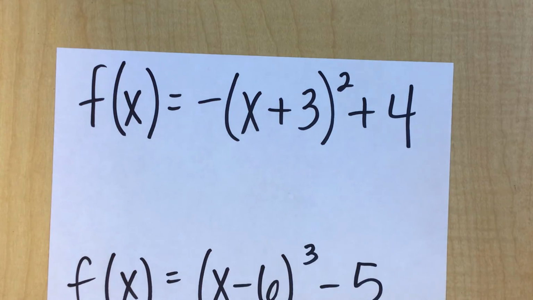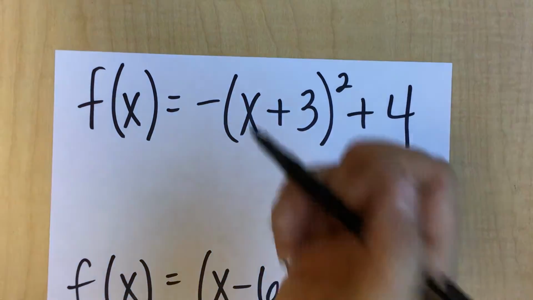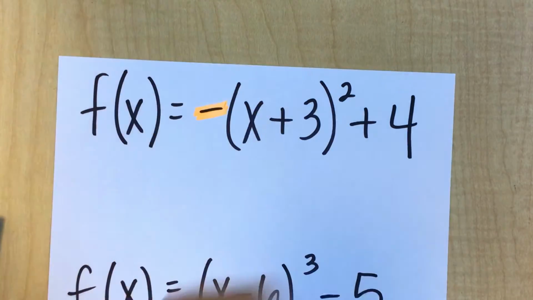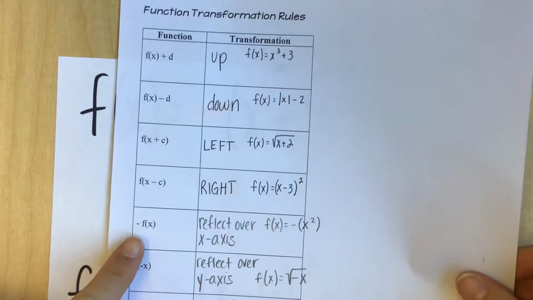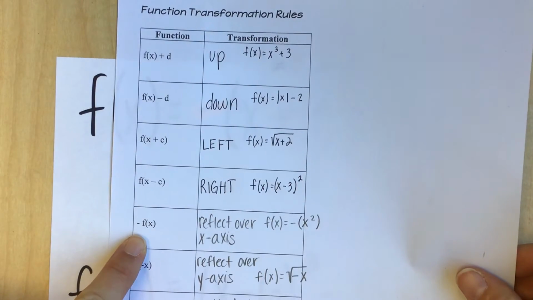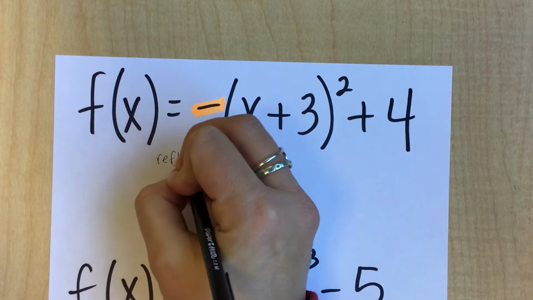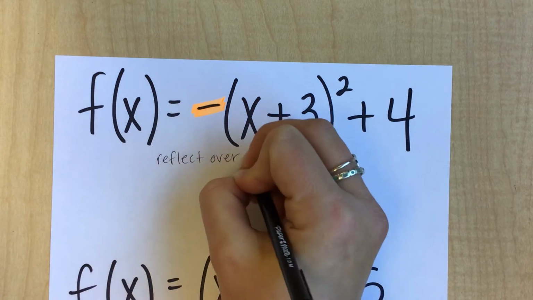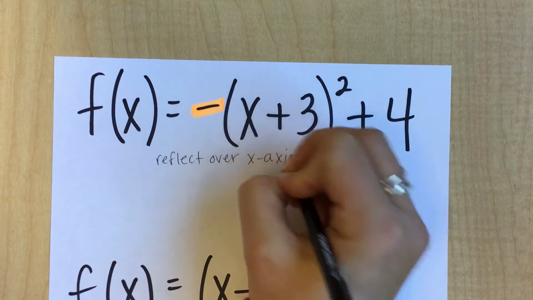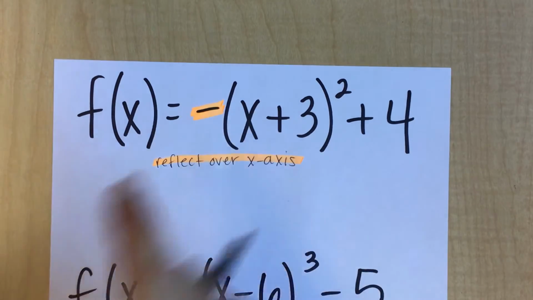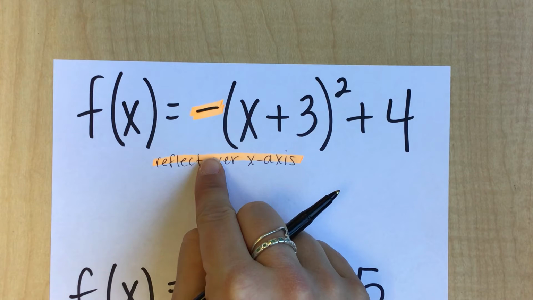All right, so if I look at this, let's see this negative sign. So this right here, right? That is going to tell me, if I'm looking at my paper, so a negative outside of the function is going to be a reflect over the x-axis. So reflect over x-axis, okay? So that's what the negative sign up here does. It reflects it over the x-axis.